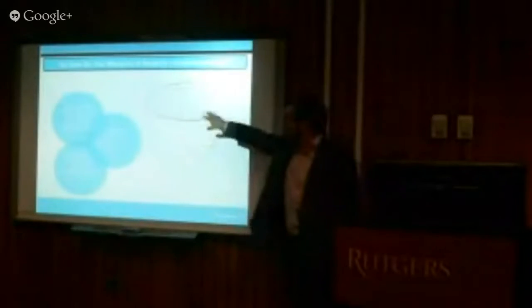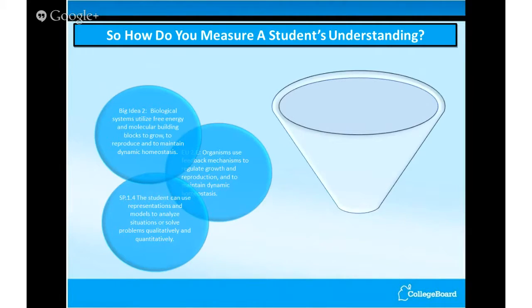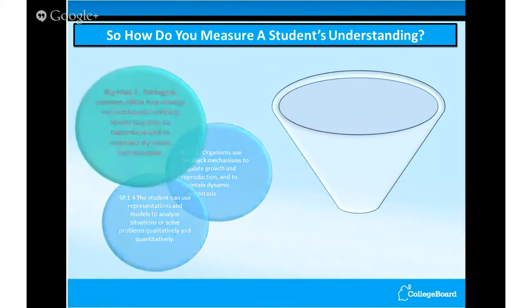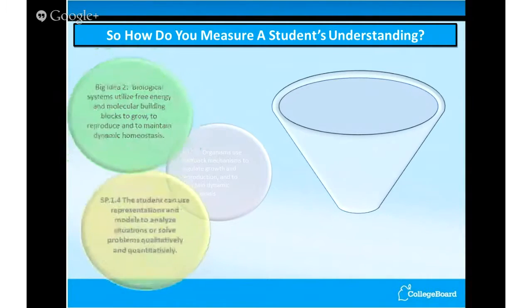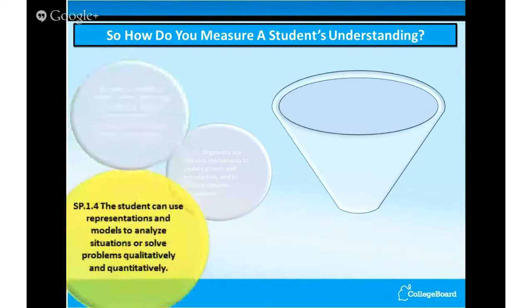What we're going to do is look at that same model that I had just a minute ago with the magic hopper, and now I've actually filled in the bubbles. We're going to look at big idea 2, which is biological systems utilize free energy and molecular building blocks to grow, to reproduce, and to maintain dynamic homeostasis. We're going to talk about science practice 1.4. Don't worry about the coding here, but what it's asking is that the student can use representations and models to analyze situations or solve problems qualitatively and quantitatively.